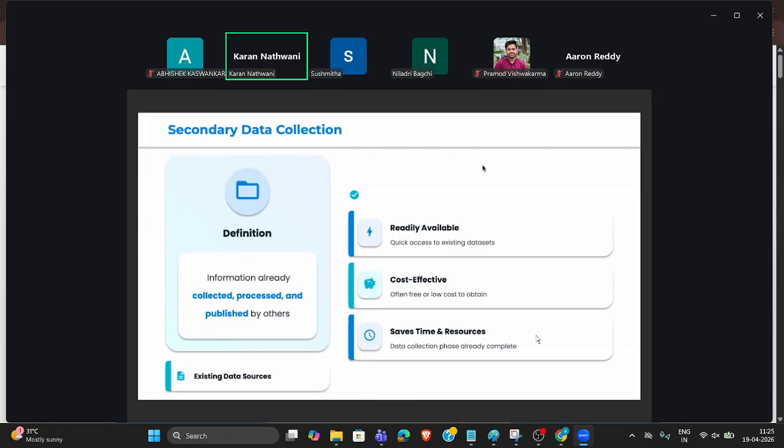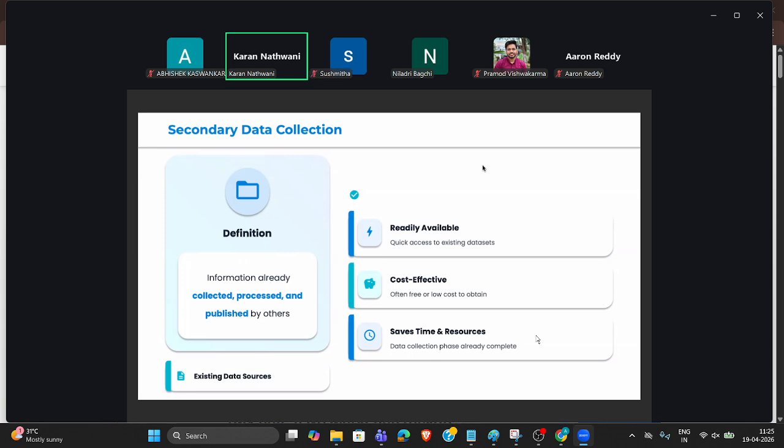Now comes the secondary data collection, which is also very, very important. But yes, when there is no possibility of primary, then only we should go for secondary. If there is a possibility of primary, we should not go for secondary. First of all, please keep that in mind, because primary is the original one, as I told you, the one right from the origin source.